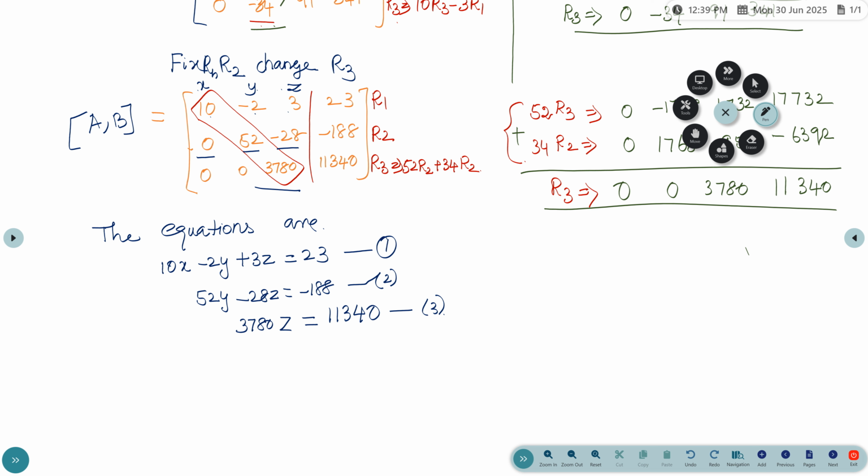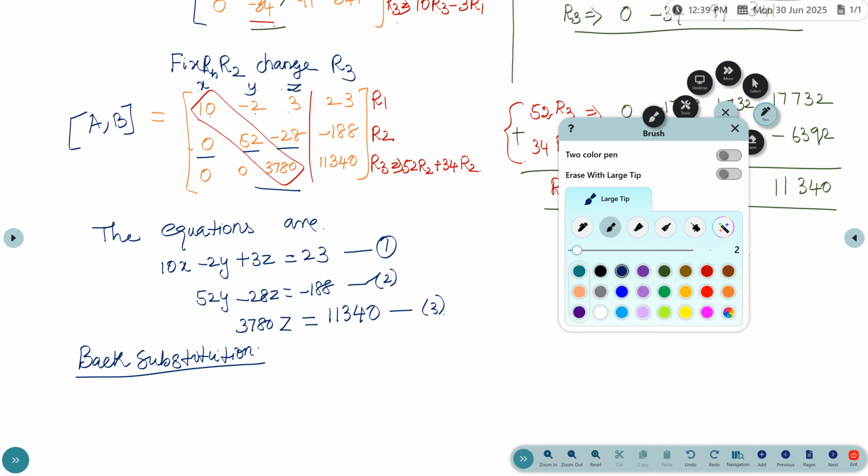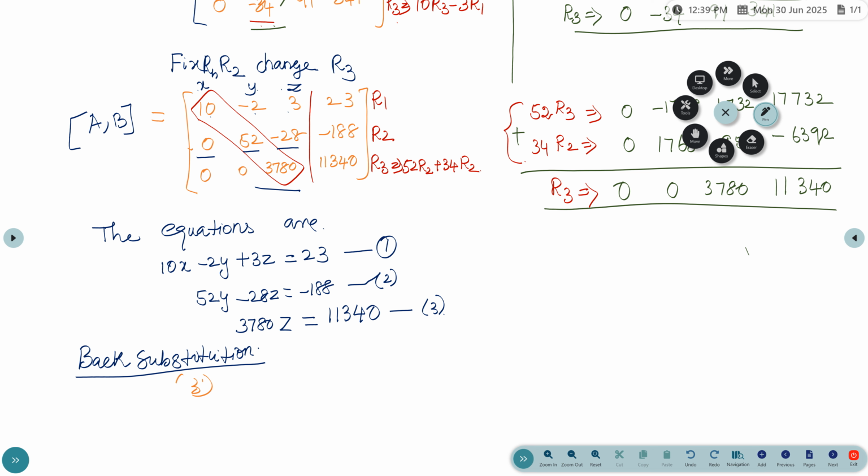Now we are going to apply the back substitution method. What is the back substitution method? We are going to solve the equations from the last equation to the first equation. So we take the third equation first. The third equation is 3780 into z is equal to 11340. We need the values for x, y, z only, so we need the value for z first.